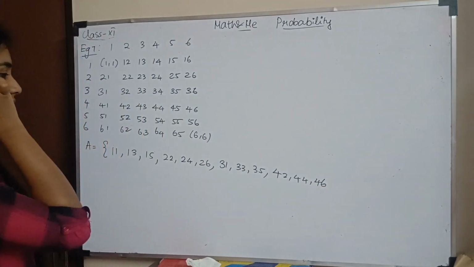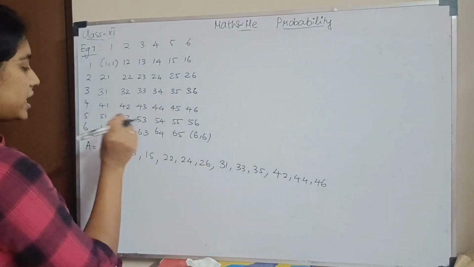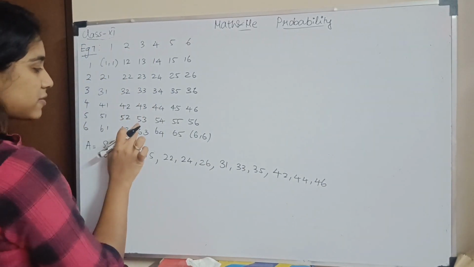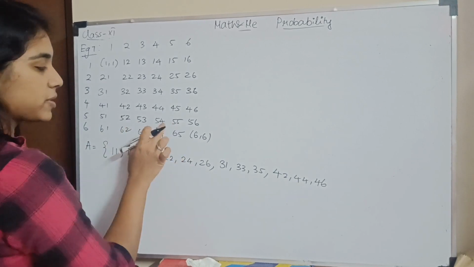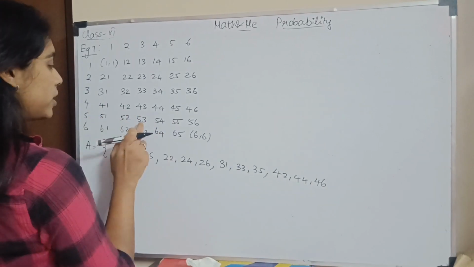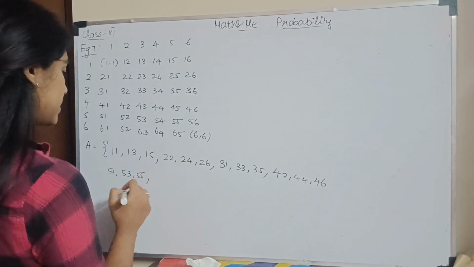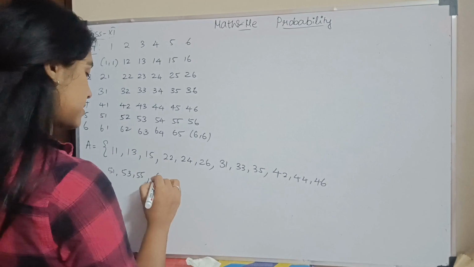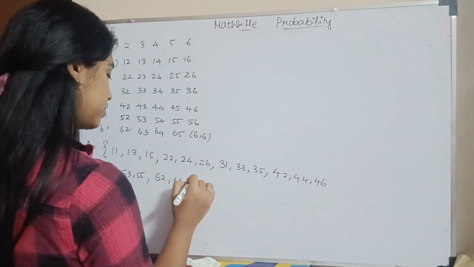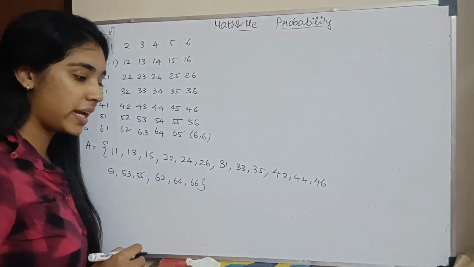Basically என்ன sum வந்து even சொல்றாங்க. So add பண்ணா even number வரணும். So 5 plus 1 6, 5 plus 3 8, 5 plus 5 10, 5 plus 4 9, odd number. So 5 1, 5 3, 5 5. Then you have 6 2, 6 4, 6 6. This is the sample space of A.